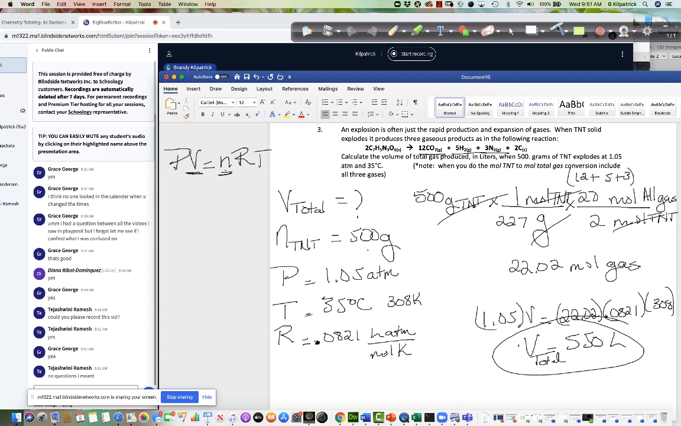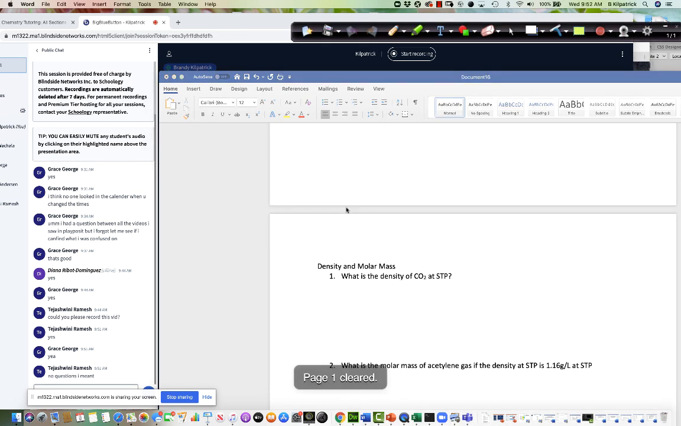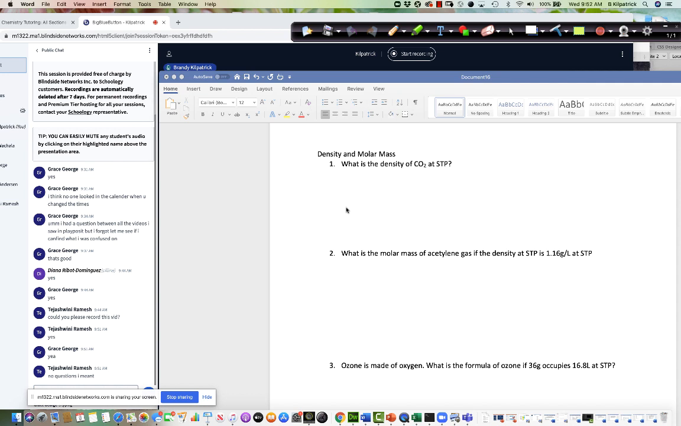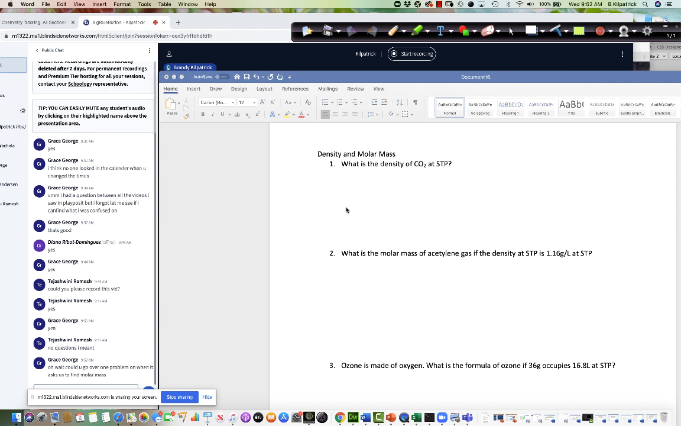Now, let's erase that. Okay, so these types of problems right here. When we talk about density and molar mass, a lot of these concepts can be mixed in with ideal gas law problems. So that's exactly what we're going to do. We're going to find density. We're also going to find molar mass.